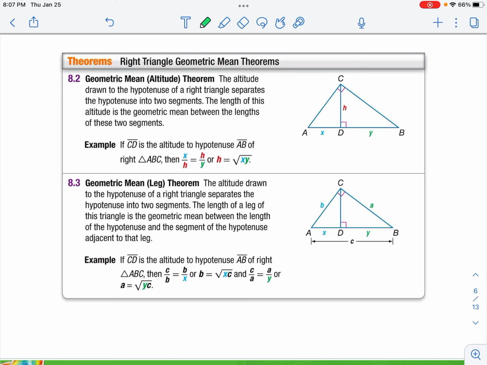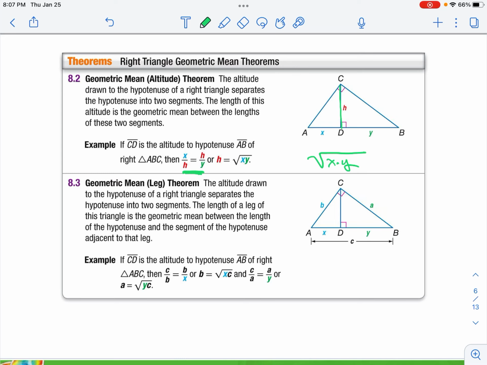I said earlier that the altitude was the height of this triangle here, and we can find it using the geometric mean. It would just be the square root of x times y. We set it up using the two ratios earlier, but you can also just multiply those two and take the square root of it to find the height. The geometric mean leg theorem is just based on the things that you know.